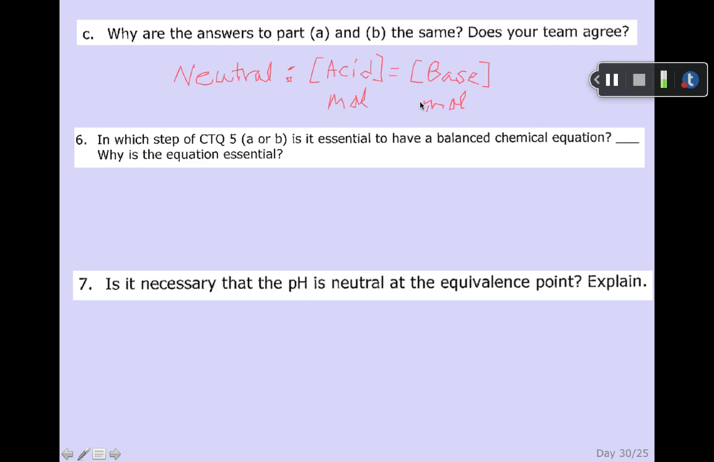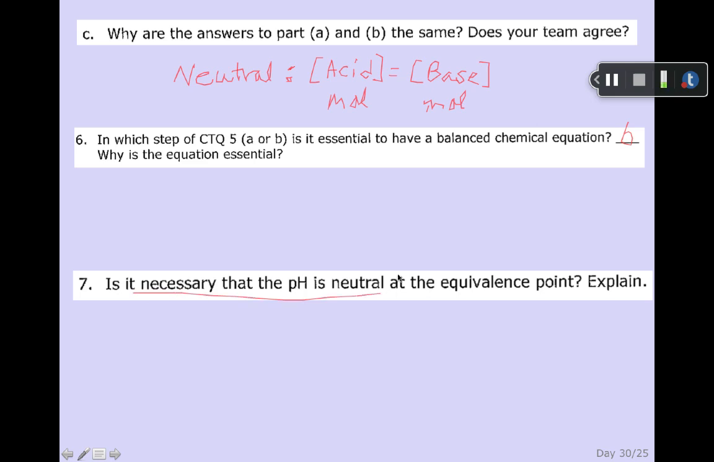And so, do you have to know this to get the equivalence point? Absolutely. You have to have the balanced chemical equation in the equivalence point of step B. If you don't have that, then you don't know the ratio of acid to base, so you have to have that. Now, why is this essential? Otherwise, neutralization won't be coming out equal.